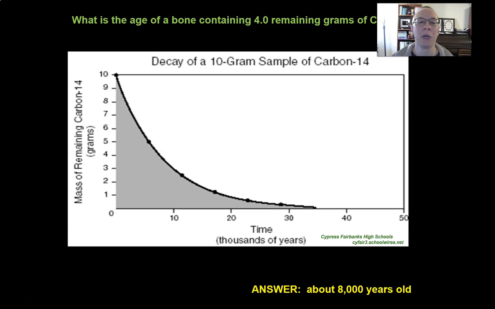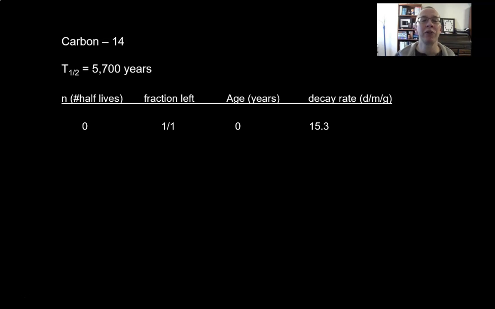Let's move on. The carbon-14 data table is going to look very similar to the one that you set up for all the other half-life problems. Where you're going to notice a difference, though, is in our decay rate. That is a new column for us. Remember from our theory video, we said that the living decay rate of all organisms today is 15.3 decays per minute per gram.